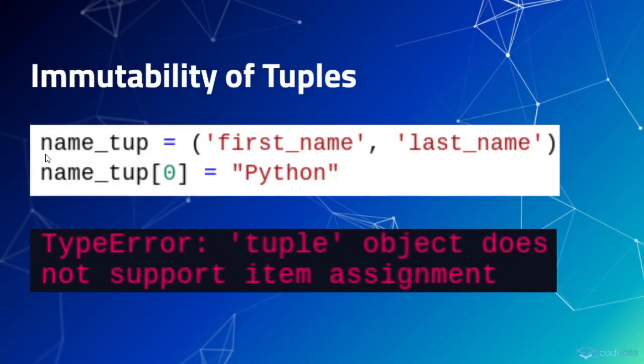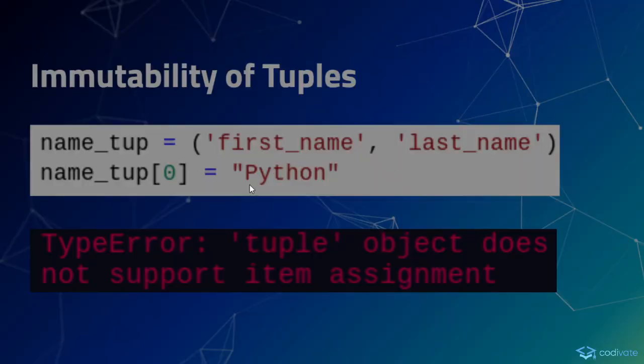Here, we are creating a tuple named tup that has 2 strings, first name and last name. And now what we're trying to do here is use indexing, like we did with lists, to change a value in the tuple. But we know tuples are immutable, we can't change them. So this will cause an error, and we get a type error: tuple object does not support item assignment. What we're doing here is assignment. Remember, the equal sign is the assignment operator.